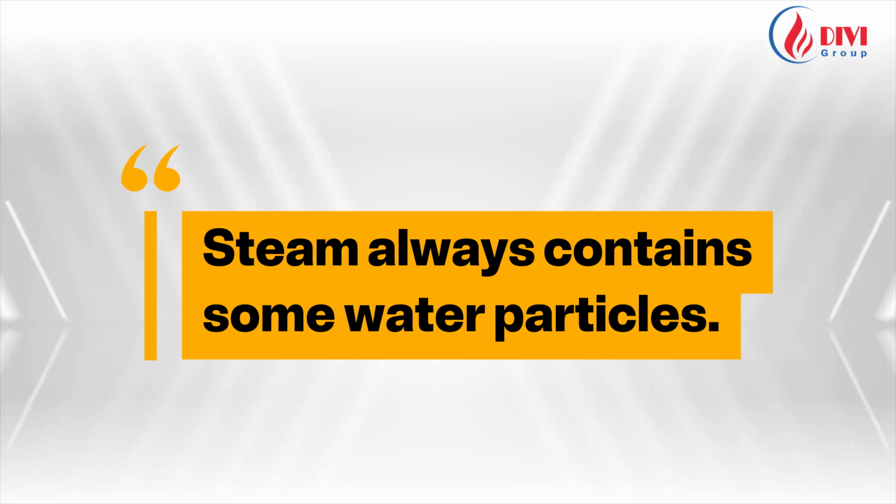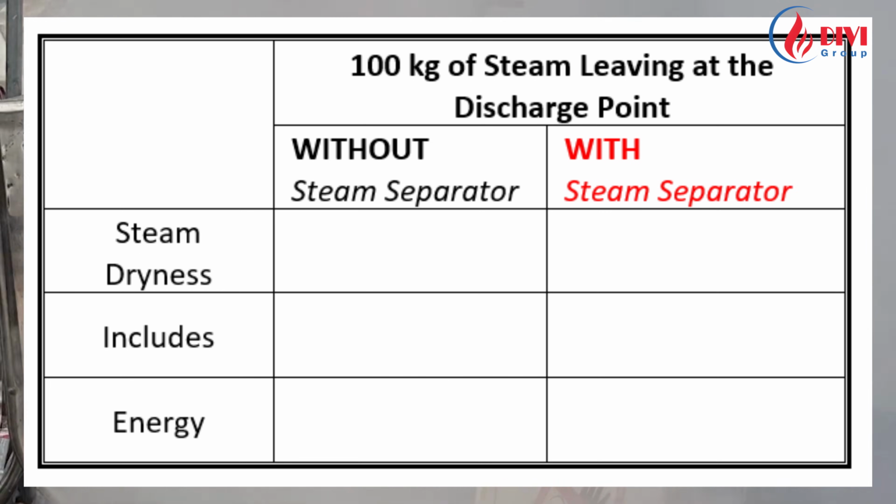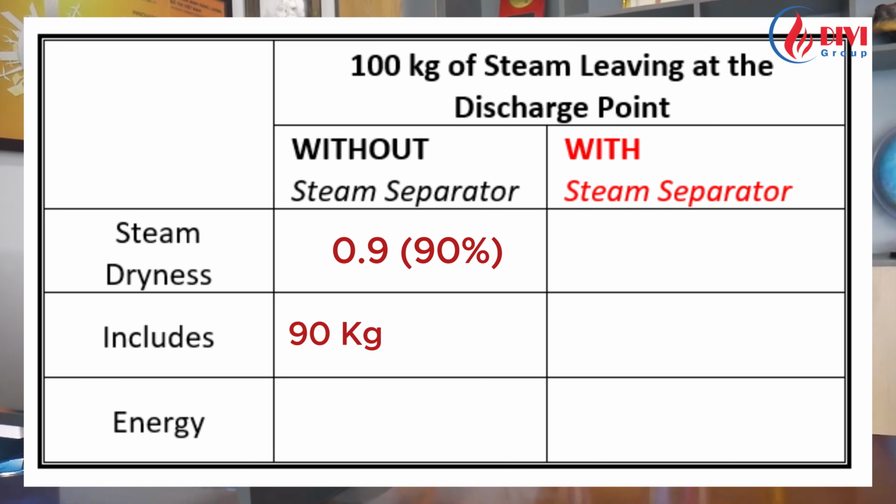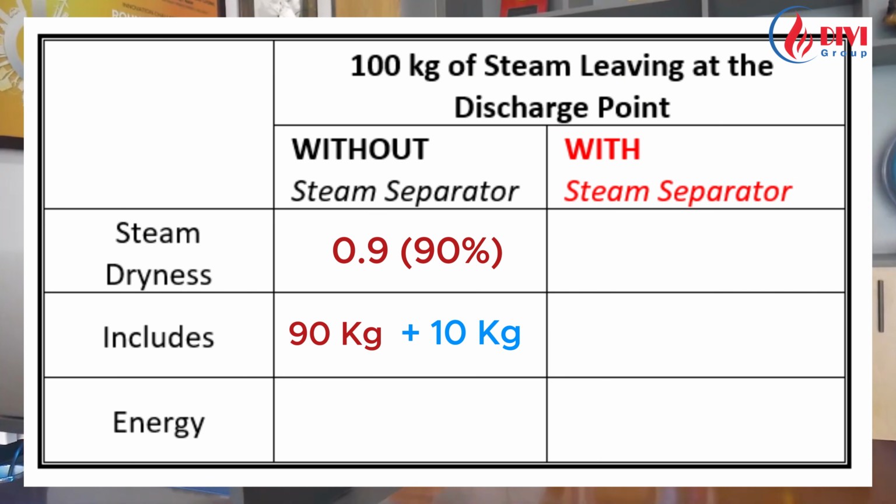Steam always contains some water particles. Let us assume that the steam leaving the system without a steam separator has a dryness fraction of 0.9, meaning that 10% of the steam flow consists of water droplets. In that case, 100 kilograms of the total steam flow will include the thermal energy of 90 kilograms of dry steam and 10 kilograms of water.